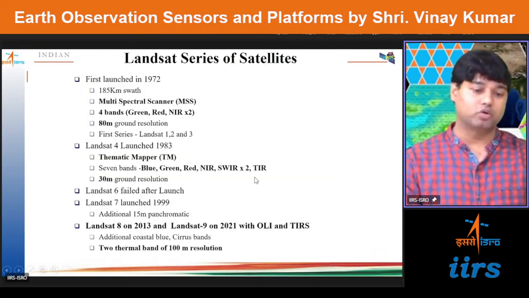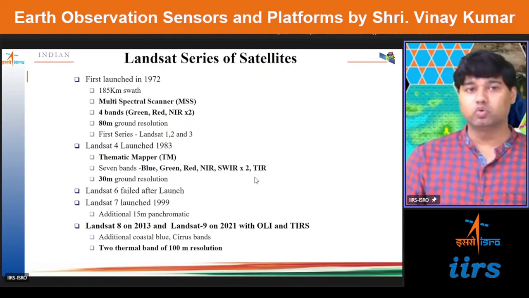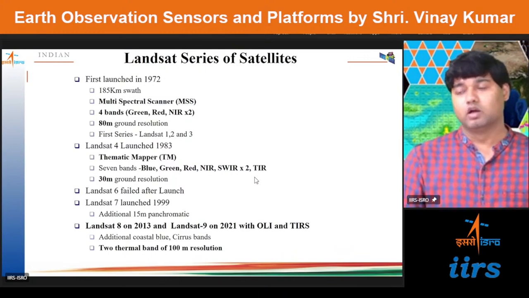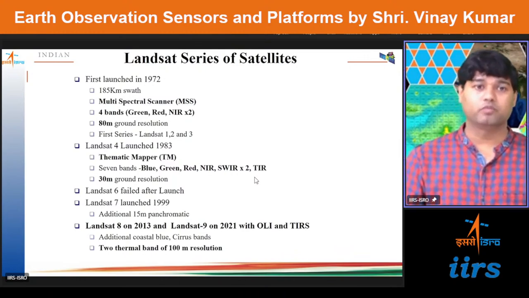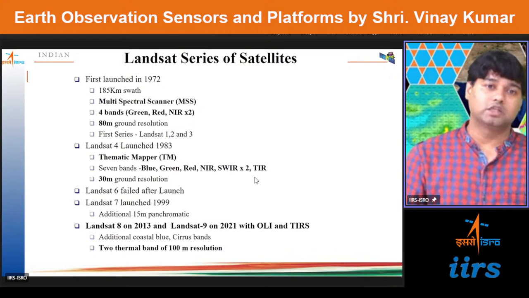So this is about the Landsat series of satellites. The first satellite was launched in 1972 with 185 kilometer swath width and 4 bands: green, red, and 2 near infrared bands, with 80 meter spatial resolution. The first series was 1, 2, 3. Then Landsat 4 was launched in 1983 with the thematic mapper, which had 7 bands, including a thermal band, with 30 meter resolution. Then Landsat 5 was also with similar specifications.